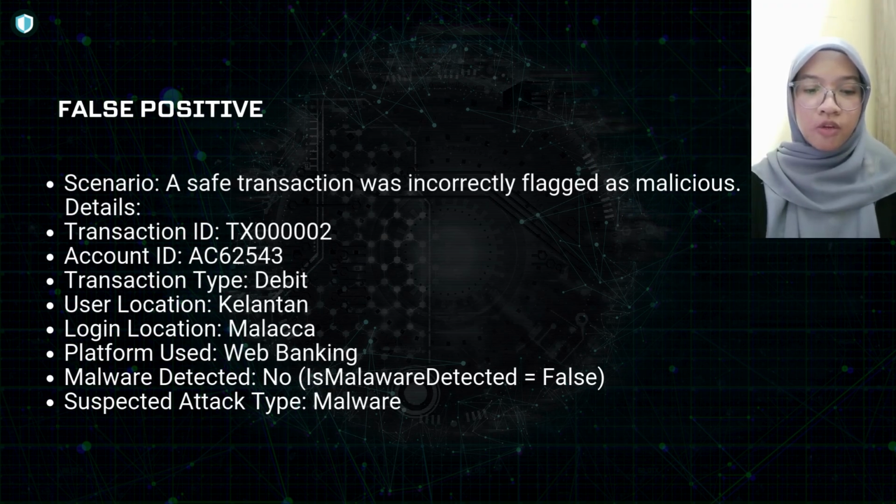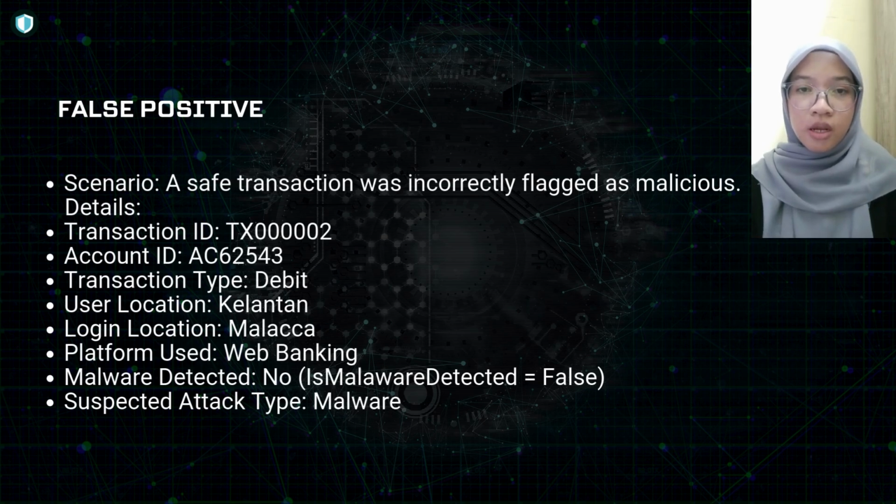I will explain about the false positive in security information and event management. What does it mean by false positive? False positive means that the system incorrectly identifies a harmless event as a potential threat, which will lead to unnecessary investigation. This investigation will waste our time and our resources.